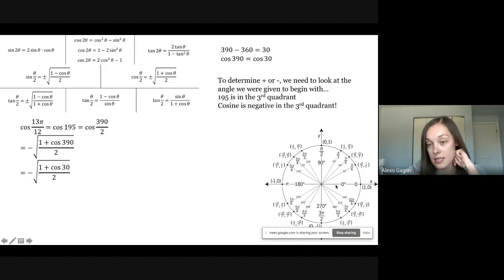That's 360. You could go up 30 more degrees. That is 390 right there, which is why it's the same thing. So then square root of 3 over 2 is this value. So that's going to be negative square root of 1 plus square root of 3 over 2, all over 2. And then we just need to simplify this down.